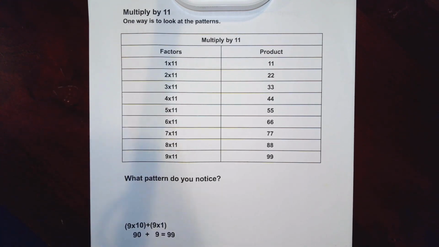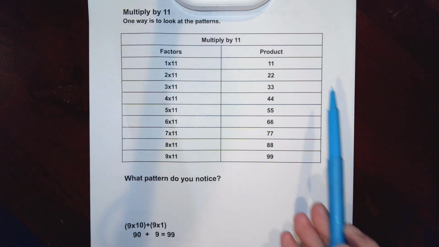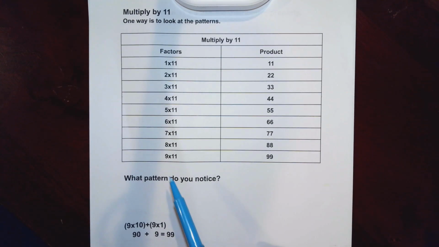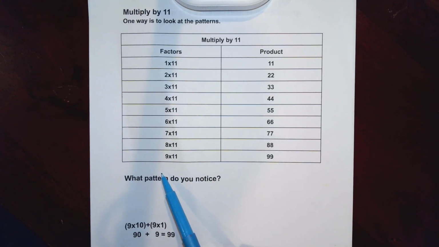In this lesson, we're going to focus on multiplying by 11. Your 11 facts overall are pretty easy until you get to the 10 times 11, 11 times 11, 11 times 12. That's where people sometimes get confused.